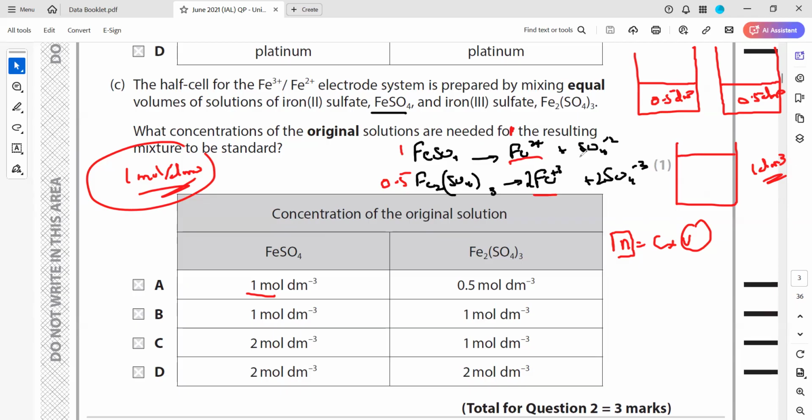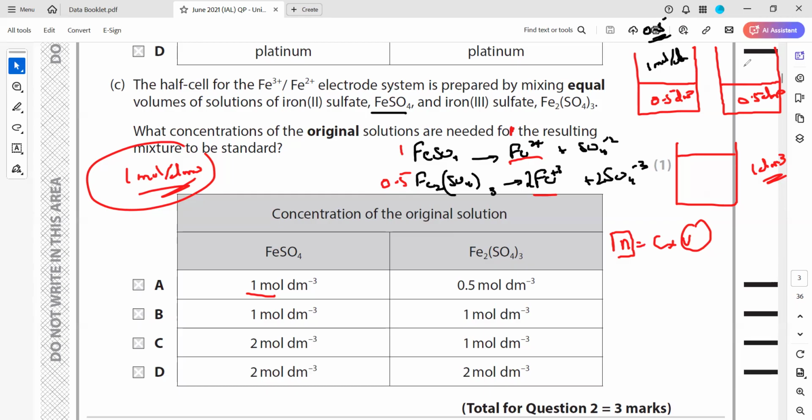Now, I want the concentration of the two solutions to be 1 mole per dm cube in the final solution. If the original concentration of this one is 1 mole per dm cube, how many moles of this one will be there? In the first one, it will be 0.5 mole, because if I use the concentration 1 here and the volume is 0.5, then 0.5 moles will be there.